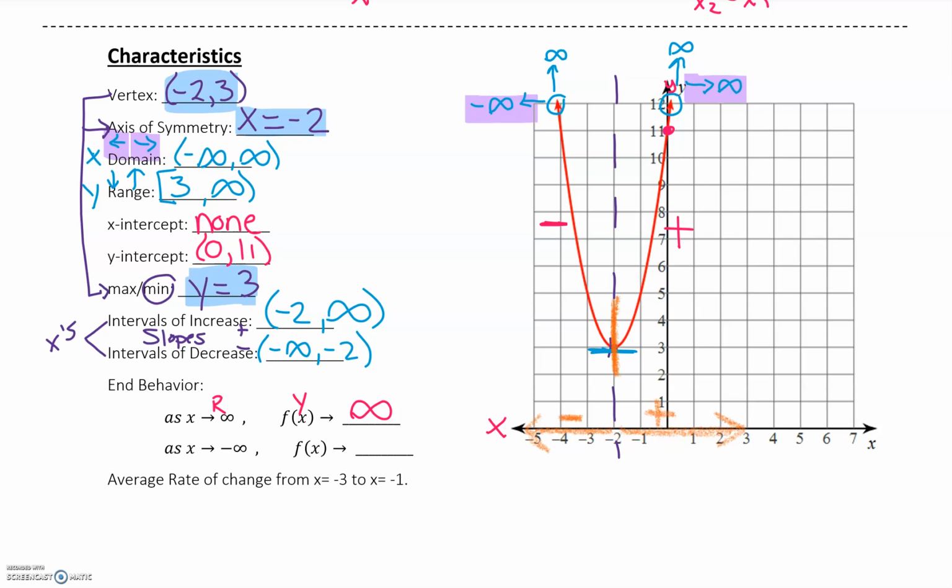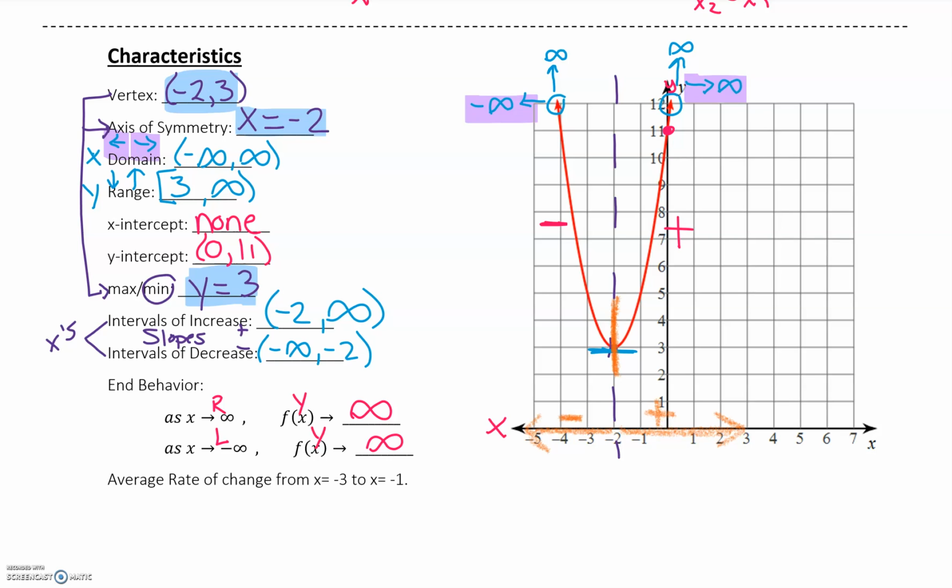Then as x approaches -infinity, that means we've got to look to the left side of our graph. That's where the x's are getting smaller and smaller. Then our y values, or f of x, is going to approach what? Well, this is really cool with quadratics. Both sides of the graph will always do the same thing. So as we look to the left, it also is approaching infinity.